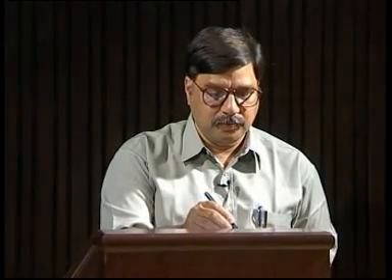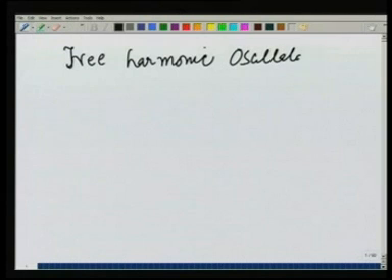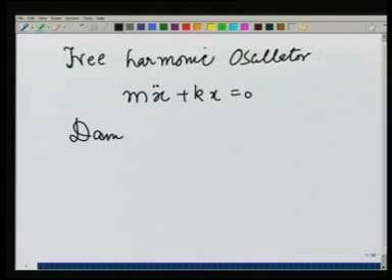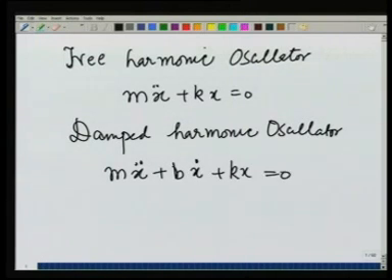In the previous two lectures on harmonic oscillator, we looked at a free harmonic oscillator for which the equation of motion was m x double dot plus k x equals 0. Then we looked at a damped harmonic oscillator where there was some damping proportional to the velocity, and the equation of motion was like this.